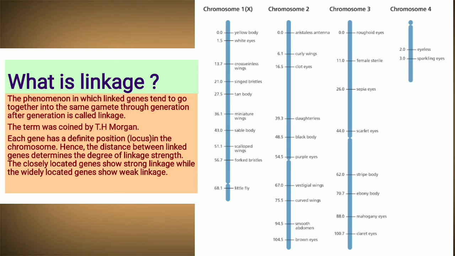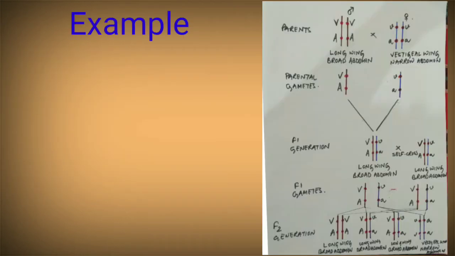So the distance between two linked genes is important to maintain the phenomenon of whether a particular gene will remain in the same chromosome generation after generation or not. So this is a very important fact about the whole linkage pattern. Linkage can be represented with the help of a cross. Now let's take this example for the cross.